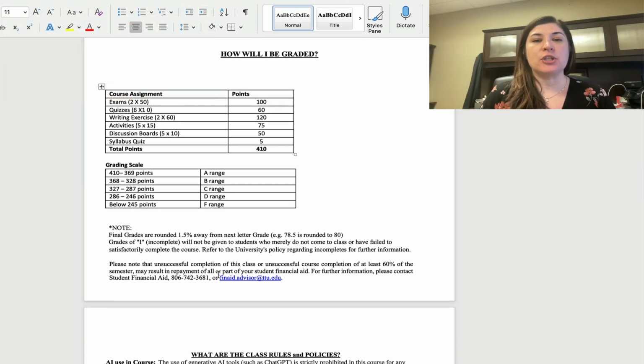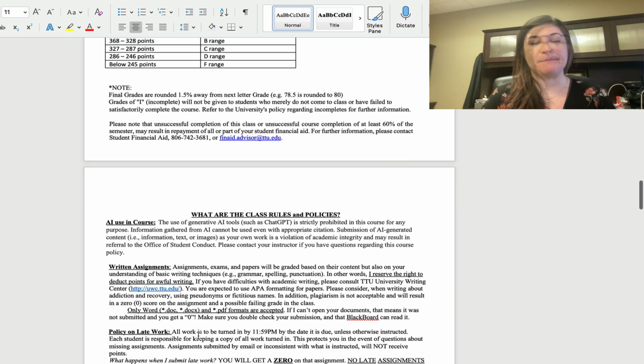Here are how much each assignment is worth and how many points you would need to earn in order to get your desired grade. Please know at the end of the semester, I do round up your grade if you are 1.5% away from the next letter grade. So for example, if you end the semester at a 68.5, I will bump you up to a C. However, if you score anything higher than that, like a 68.4, then unfortunately you will remain at a D.